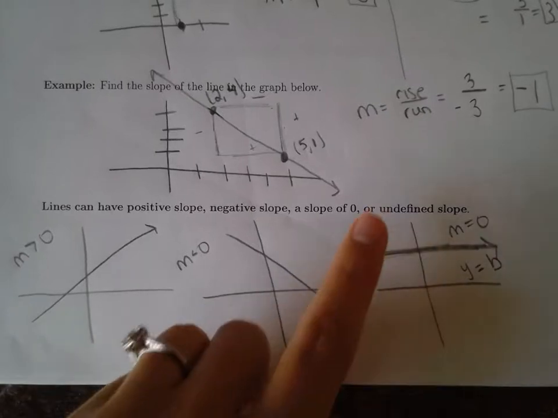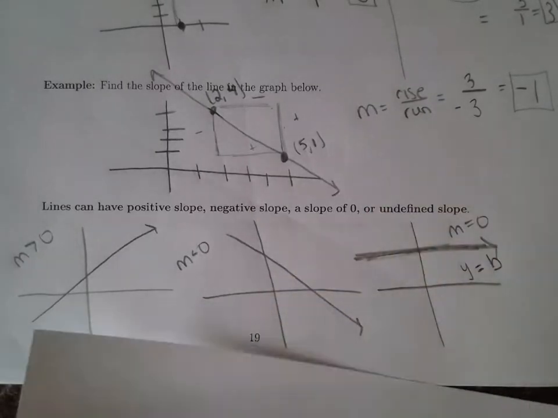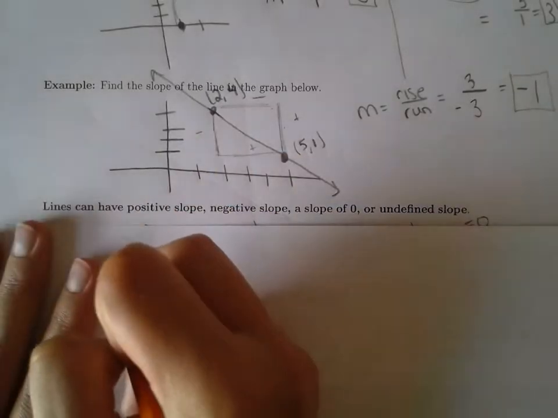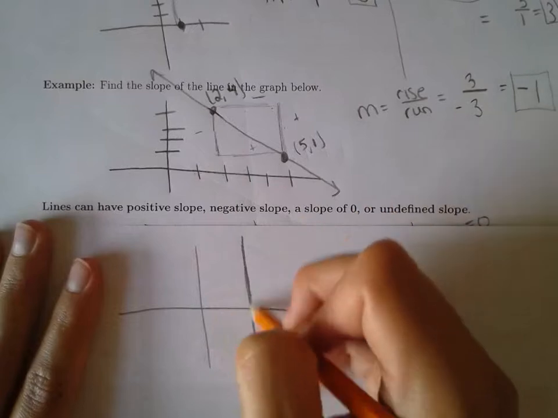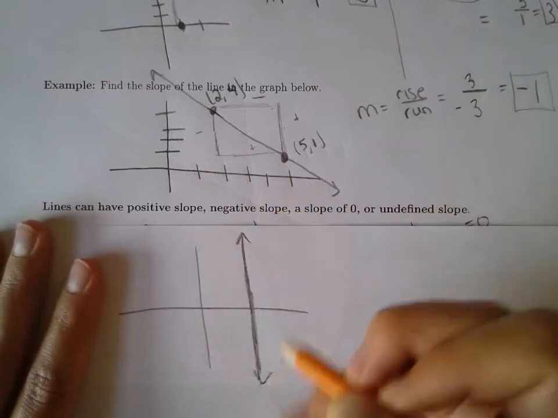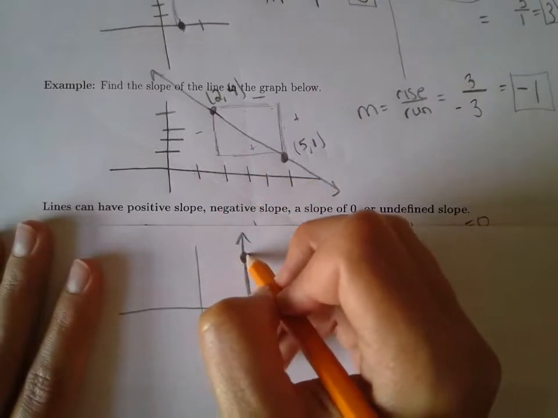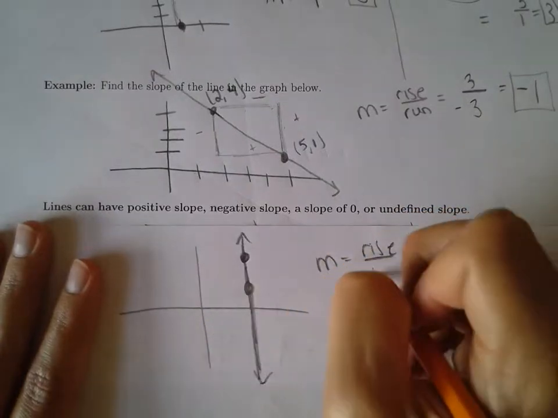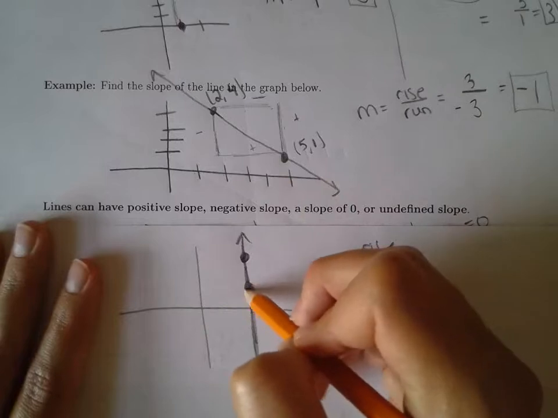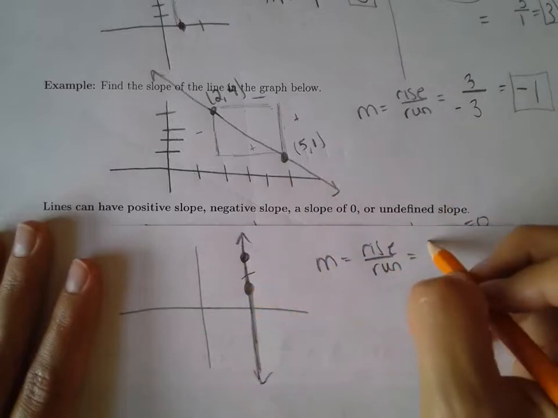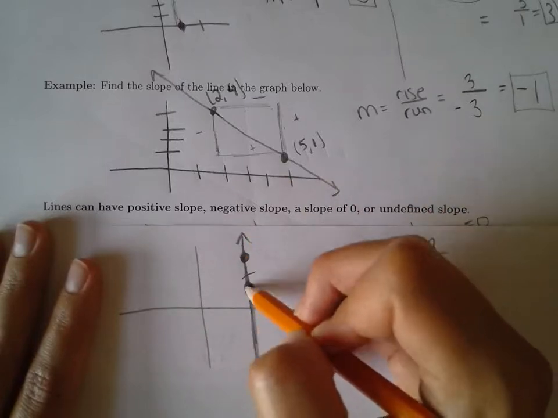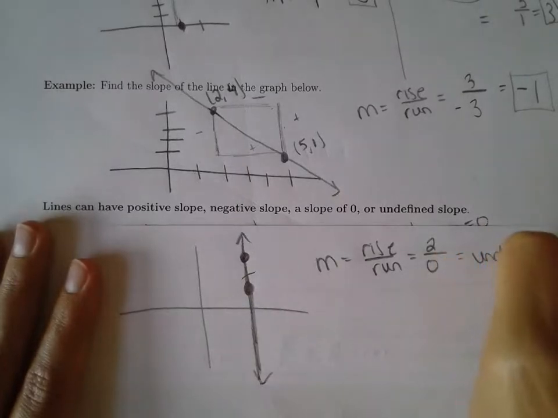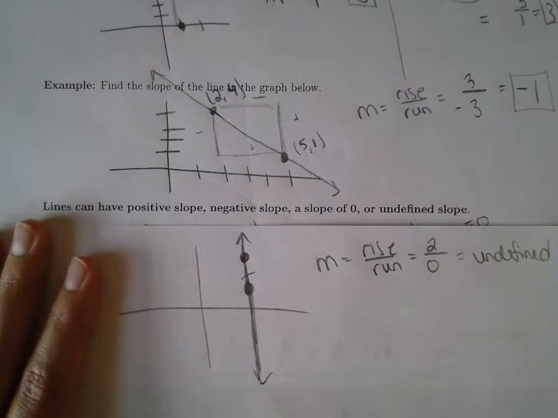And it says undefined slope, which I'm going to go ahead and switch to a new piece of paper so we have room here. Undefined slope would be a vertical line. So why is this undefined? Let's say we're going from this point to this point. m is rise over run. Rise would be maybe 1, 2. And then what's the run from here to here? It was 0, right? That's undefined. So vertical lines have undefined slope.